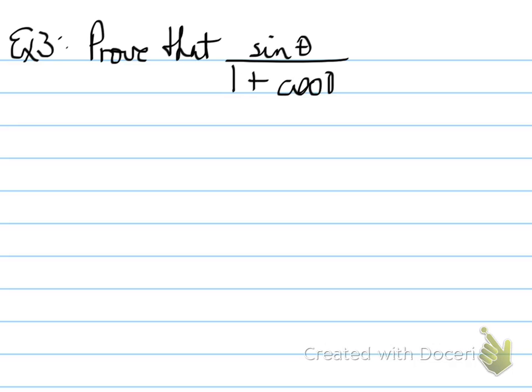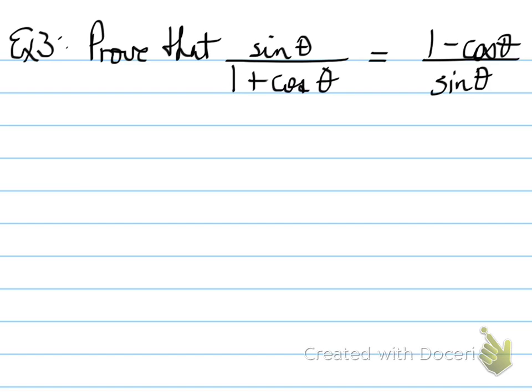All right, example number 3. Prove that sine theta over 1 plus cos theta is equal to 1 minus cos theta over sine theta. So, what do we do here? Remember that we cannot cross multiply because that equal sign operates as a barrier. It is the Berlin Wall. It is no man's land. It is the idea that nothing can come across that equal sign. So we must work with one side. Let's work with the left side.